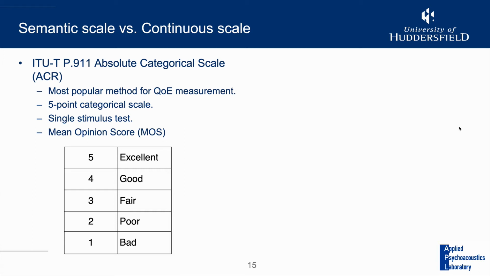Each of these 5 points is given specific label, like I already explained. And it's up to the subject how they interpret these labels. The same labels are used also for the Mushra test, which we will have a look at later.